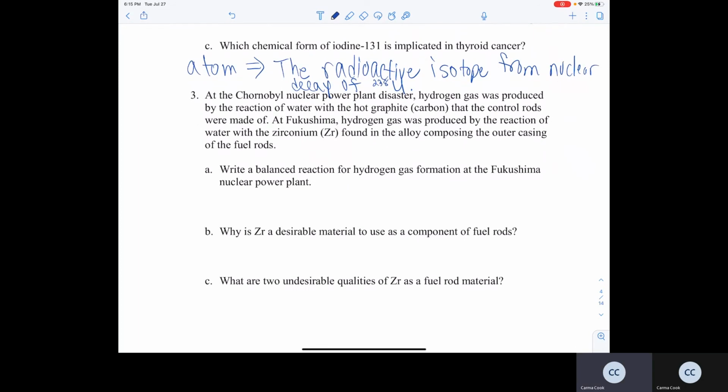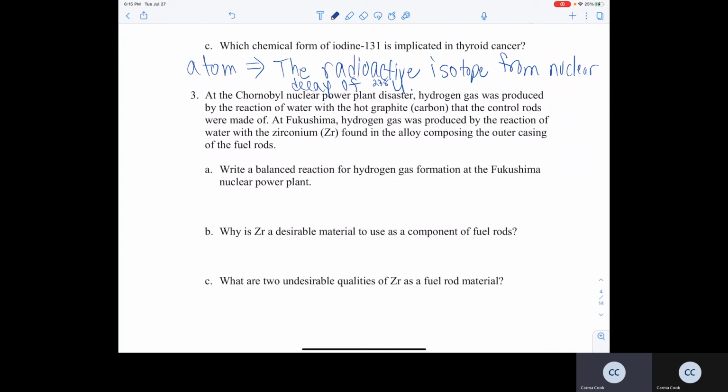So at Chernobyl, hydrogen gas was produced by the reaction of water, that hot steam, with that hot graphite that the control rods were made of. At Fukushima, the hydrogen gas was produced by the reaction of the water with the zirconium that's found in the alloy that composed the outer casing of the fuel rods. So the hydrogen gas that was produced as a result of both accidents was produced 2 different ways.